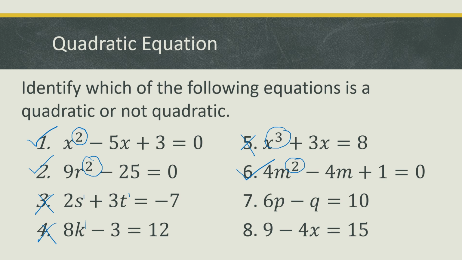Number 7, 6p minus q is equal to 10. It is a first degree equation as the highest exponent is 1, so this is not a quadratic equation. And the last, number 8, 9 minus 4x is equal to 15. It is not a quadratic equation as the highest exponent is 1 and it is a first degree equation. Again, a quadratic equation is a second degree equation where the highest exponent is 2.